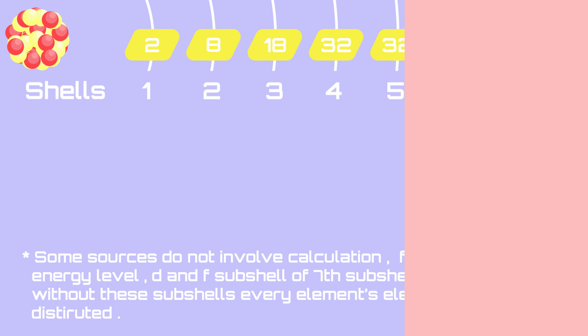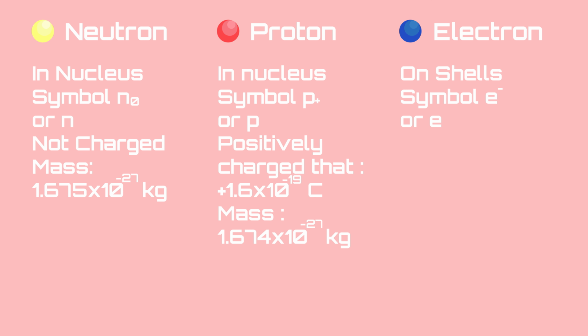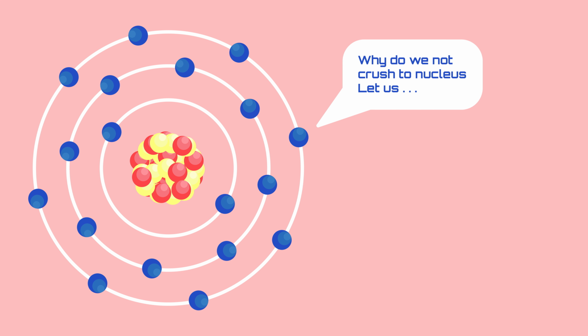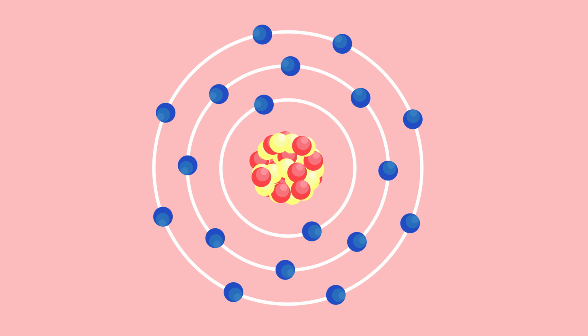The third atomic particle, our hero, the electron. Electrons keep their movement on shells. The symbol is e- or e. Unlike protons, electrons are negatively charged, and each is 1836 times lighter than a proton. Like opposite-charge magnets, protons and electrons attract each other too. Here's a question: why do electrons not crash into the nucleus?